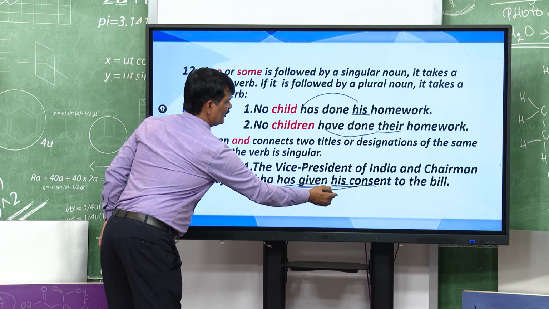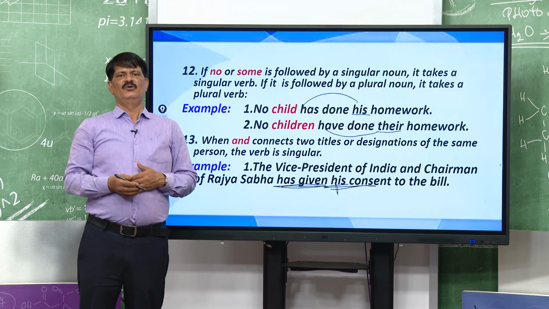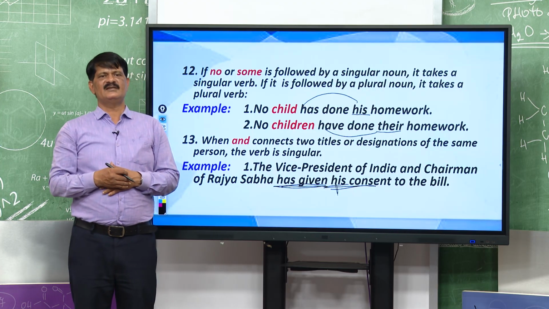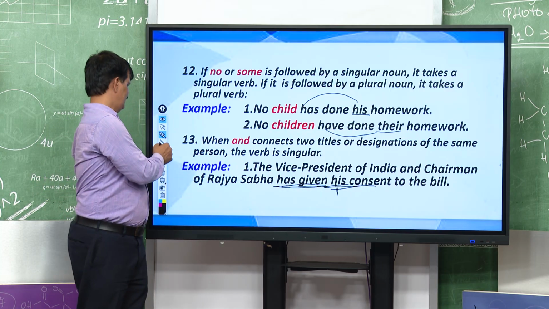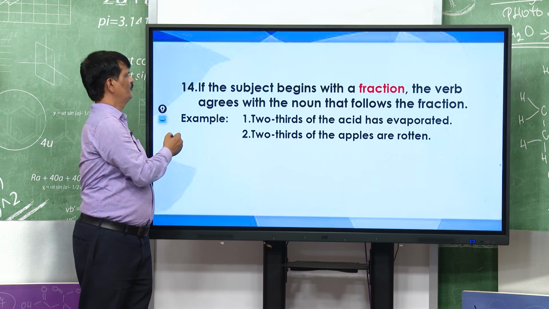His is there, very particular, his is there, easily you can, his is there. The Vice President of India and the chairperson or the chairman of Rajya Sabha has given his consent to the bill. Okay. We will go to the next slide please.